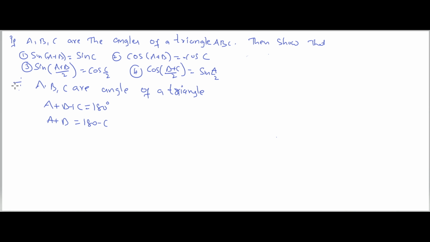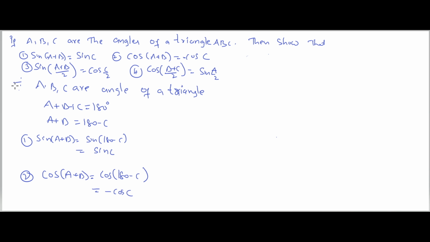First one is sine. Applying sine on both sides, sine of A plus B is equal to sine of 180 minus C. Sine 180 minus C is sine C. That is the answer. Second one is cos of A plus B. That is cos of A plus B means cos of 180 minus C. 180 minus C lies in the second quadrant. In the second quadrant, cos is negative. That is minus cos C.